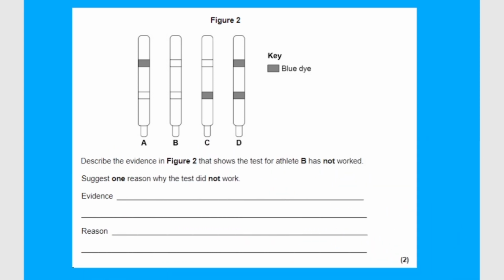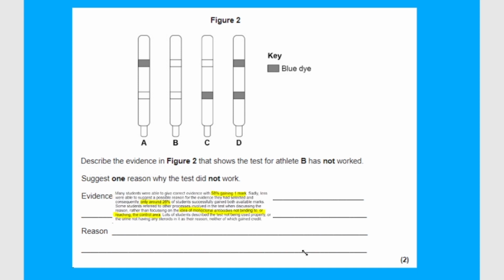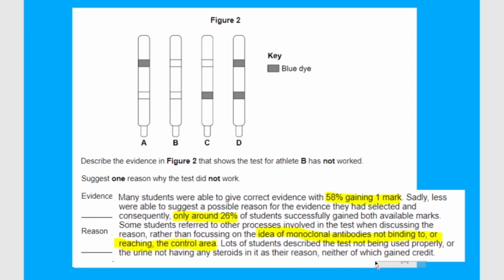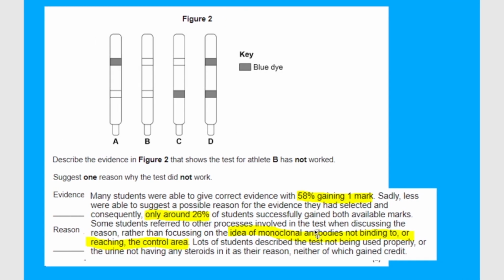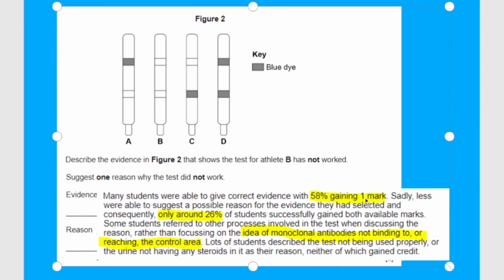Let's see how many people got that right then. Many students were able to give correct evidence, with 58% gaining 1 mark. Sadly, fewer were able to suggest a possible reason for the evidence. Only 26% of students gained both available marks, so they could give the evidence but couldn't say why. Some students referred to other processes involved in the test when discussing the reason, rather than focusing on the idea of monoclonal antibodies not binding to or reaching the control area.